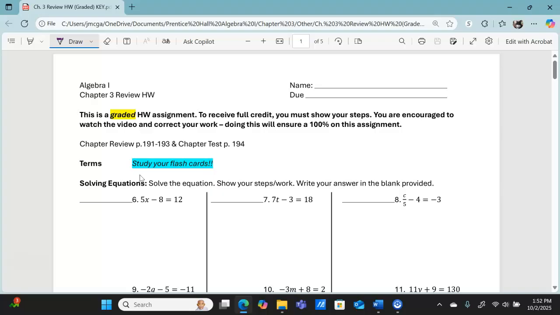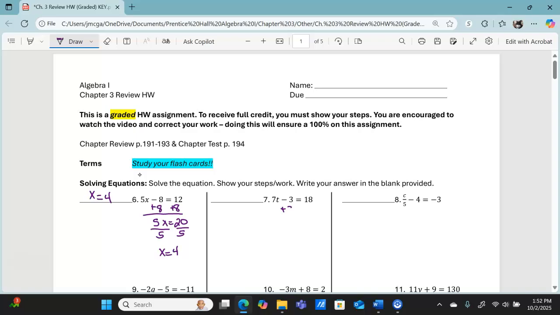And on number 6, we are solving equations. And so with my x is multiplied by 5 and then subtracting 8, I'm going to add 8 to both sides. 12 and 8 are both positive, so they add together, and we keep the sign. Divide by 5, and we get x equals 4.